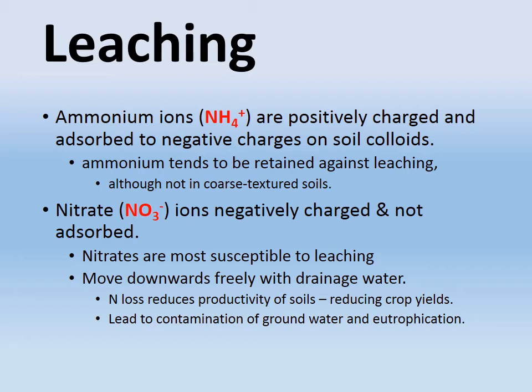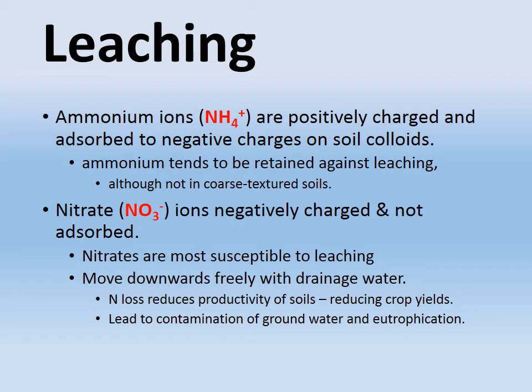So in coarse textured soils, the amount of clay particles is very small, and as a result, adsorption of ammonium ions in coarse textured soils is going to be very small. As a result of that, you can get high levels of leaching of ammonium ions in coarse textured soils, which is explained by the low amount of clay particles that can hold the ammonium against leaching.